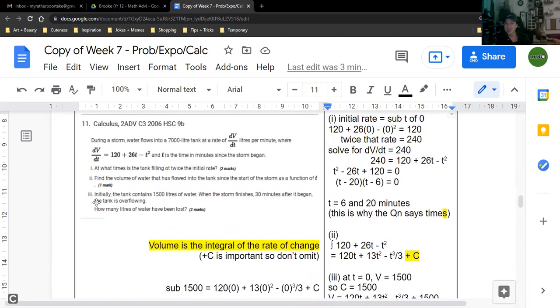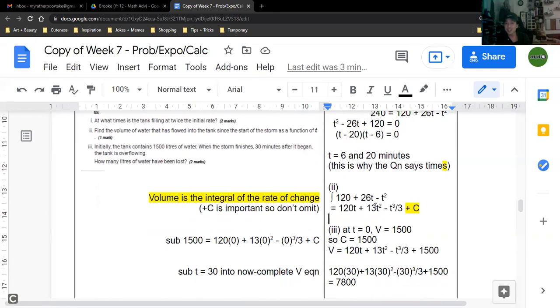So they give you the information that initially, the tank contains 1,500 liters of water, and that is your plus C. Right? So initially at t equals 0, v equals 1500. V is just straight up 1500, but you want to see how mathematically you get there. You swap all these t's for zeros, which makes them all 0, and then you put 1500 on the left-hand side and C on the right-hand side. So you end up with C equals 1500.